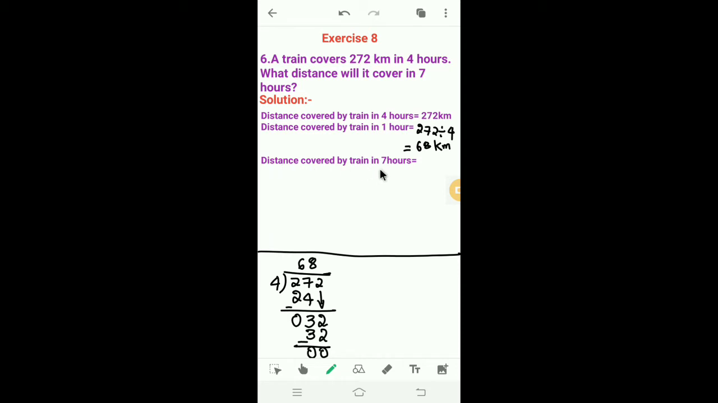Next we have to find out distance covered by train in 7 hours. How can we find it out? What do we have to do? We have to do multiplication. So we have to multiply 68 into 7.